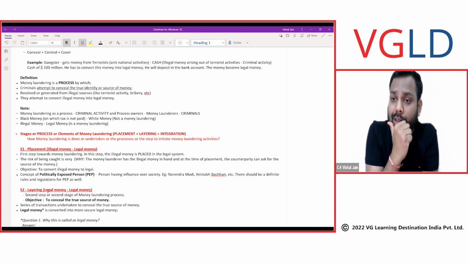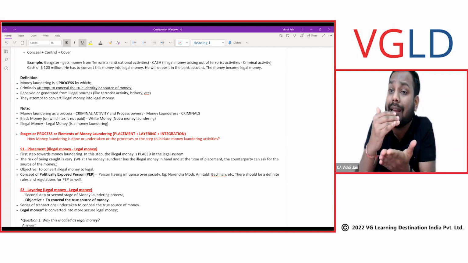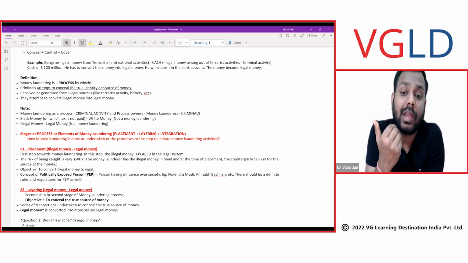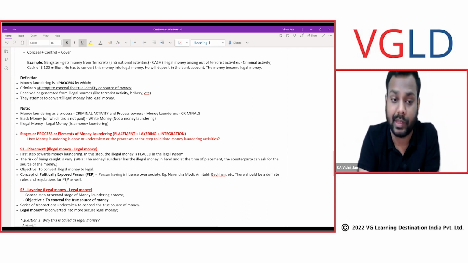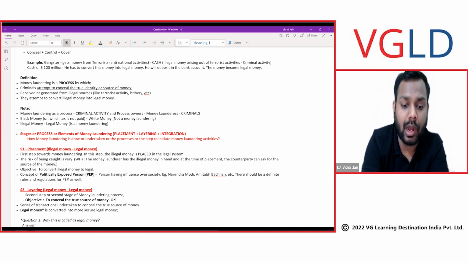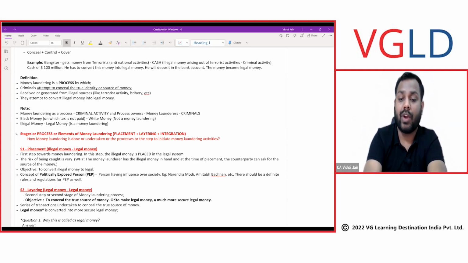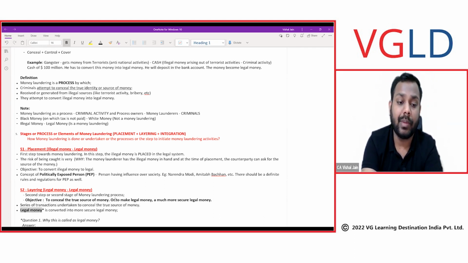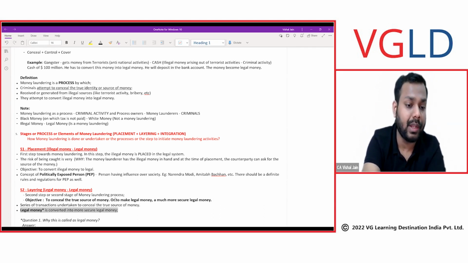Right? But then why are we doing this? Because I want to make the legal money much more secure legal money. That's why I am entering into this transaction. Okay. So to conceal the true source of money, make legal money a much more secure legal money. Okay. And what will we do in this case? A series of transactions are undertaken to conceal the true source of money. Legal money is converted into much more secure legal money.